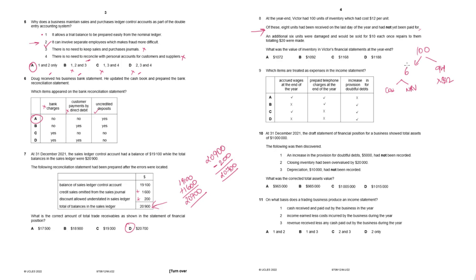If I value the 6 units at cost, which is 6 into 12, it is $72. But if I find the NRV, they will be sold for 6 into 10, which is 60, and the repair cost is 20. So 60 minus 20 is $40. Since NRV is lower, these 6 units will be valued at 40, while for the 94 units I calculate 94 into 12, which is 1128. So the total value of inventory is going to be 1168, which is option C.